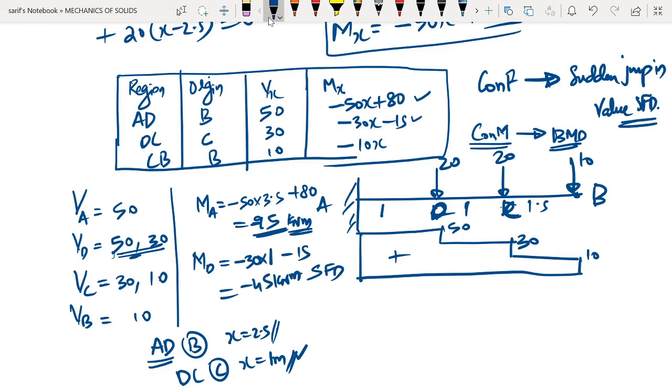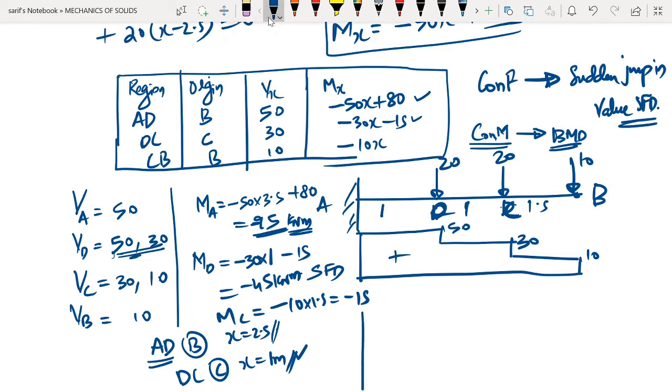And similarly, if we are finding the bending moment in the region CB, so if you are taking MC, it is going to be minus 10 into 1.5, that is minus 15. So these are the different values of bending moment. At the point B, it will be 0 because x is equal to 0 at the origin. And all these values, if you can see, are negative.